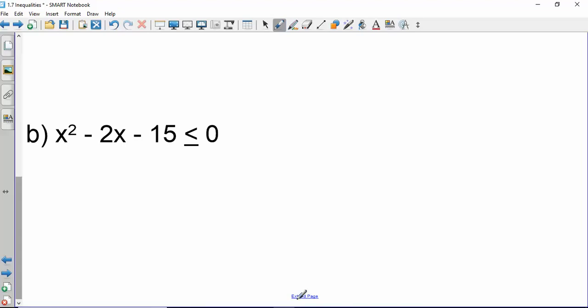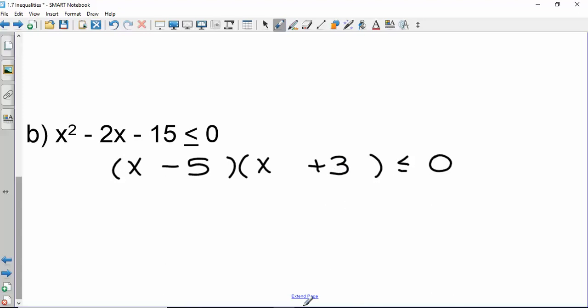So what's my first step? Factor, just like box method. Okay, x squared breaks into x and x. What two numbers multiply to -15 and add to -2? -5 and 2. So I need to ask myself, what two numbers would make that equal 0?